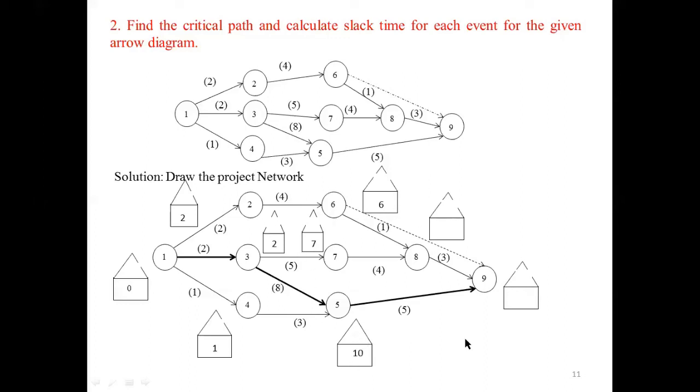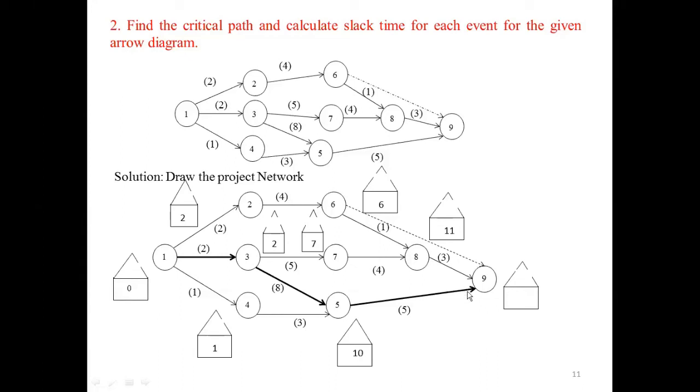Next, for the remaining nodes, that is for node 8, you have 2 arrows from node 6 as well as from node 7. If you consider from node 6, 6 plus 1 will get 7. If you consider from node 7, 7 plus 4 will get 11. The maximum is 11. Here, right?